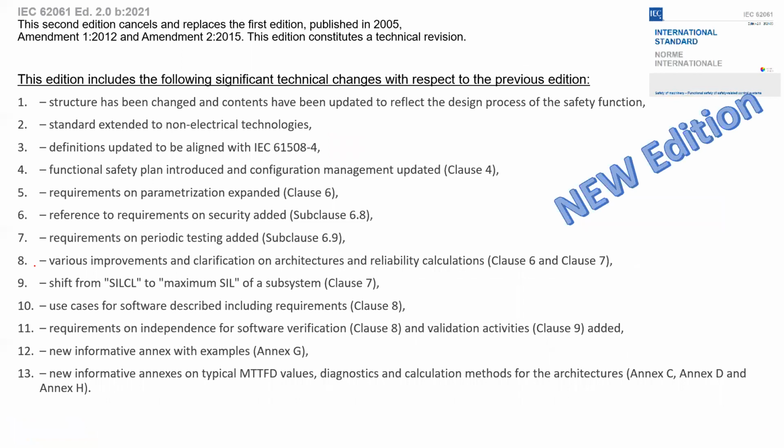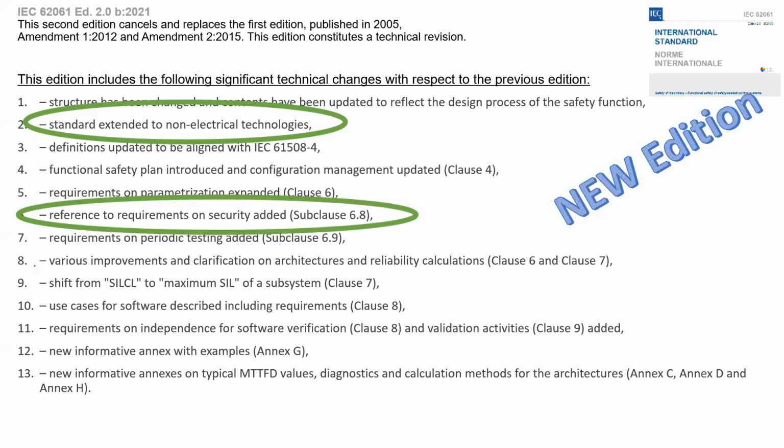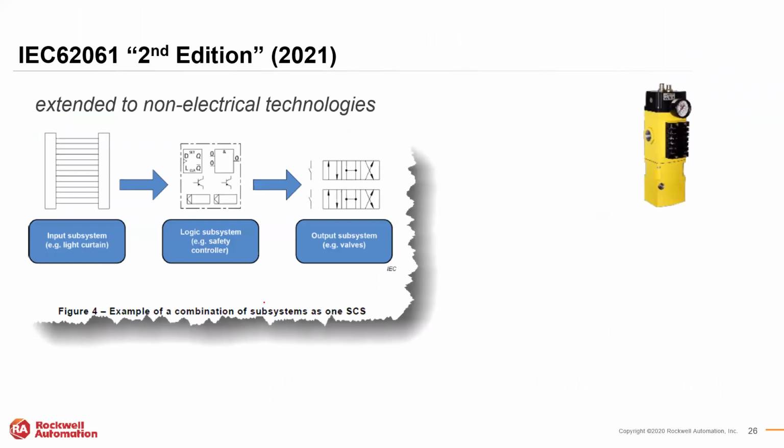So I promised I'd mention there's a new version of 62061. I've read through it. We're working on a more comprehensive presentation to explain some of the impacts of the updates. I'd like to just quickly zoom in on a couple of interesting developments. One is there are now methods to extend it to non-electrical technologies like hydraulics and pneumatics. And then I thought this was pretty important too: there's reference around security in our machine safety system.